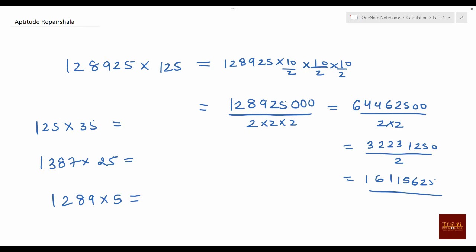I think you learned a good, awesome trick to do this multiplication with 5. We'll see you soon in the next lecture.